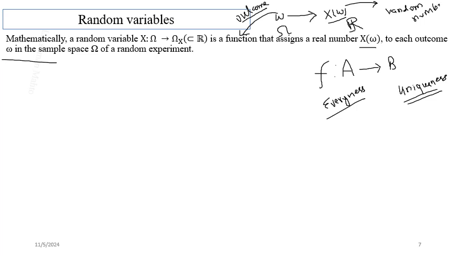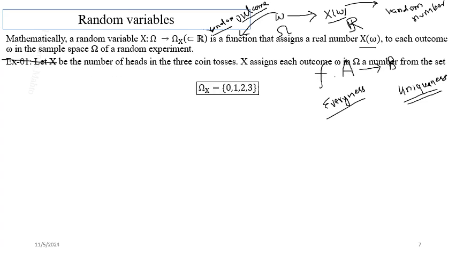So here, random number. Here you can call it random outcome. So here we say that X is a map from omega to R, and we call omega x the range of x. One example we have taken.